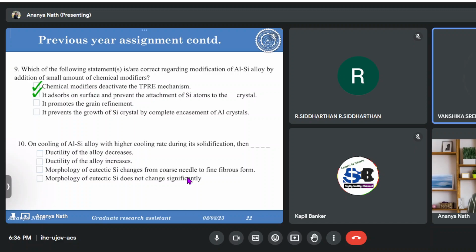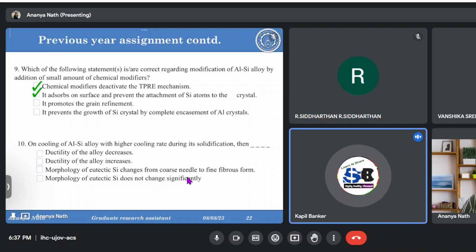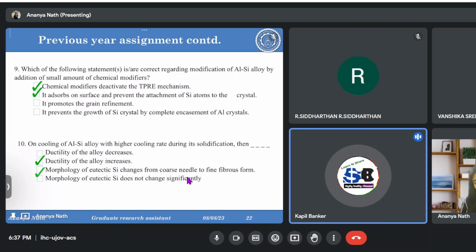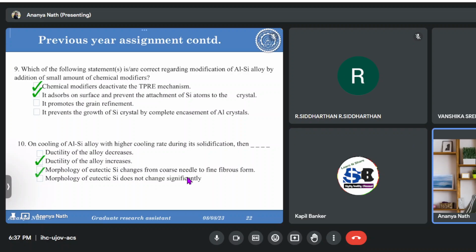Okay, now the next one is on cooling of aluminum silicon alloy with higher cooling rate during its solidification. What will happen? Ductility of aluminum alloy decreases as well as morphology of eutectic silicon changes from coarse needle to fibrous form. Hmm, but the ductility increases. I think you said decreases. Ductility decreases, ma'am.